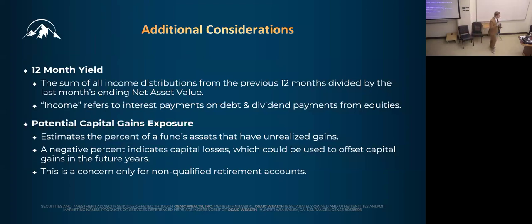A couple additional things right as we wrap up. Yeah, this will be our last one. So you've got your 12-month yield or dividend yield, which is basically the sum of all the income distributions from the previous 12 months divided by the last month's ending value. So you just think of it as all the income that's been paid out for the last 12 months, divided by the account value, and it'll give you a 2%, 3%, or 4% yield. So when you hear yield, it's how much income relative to what the price currently is.